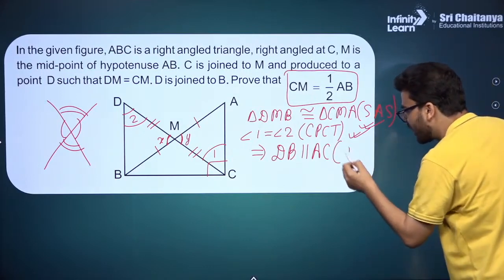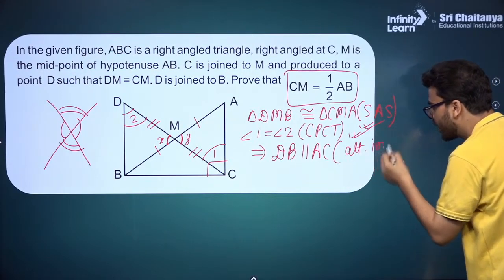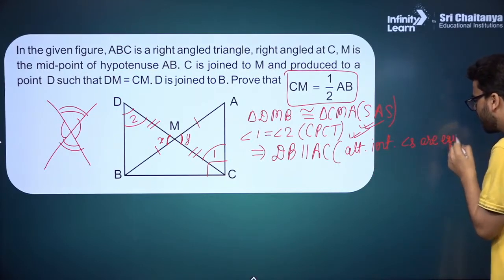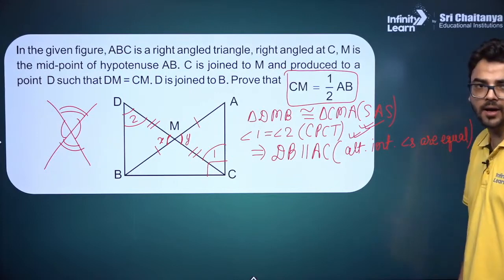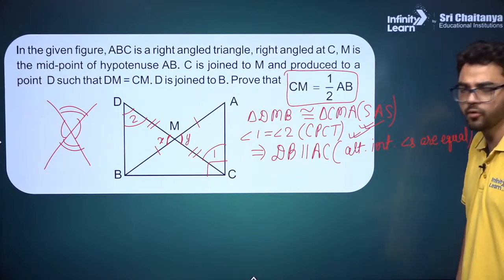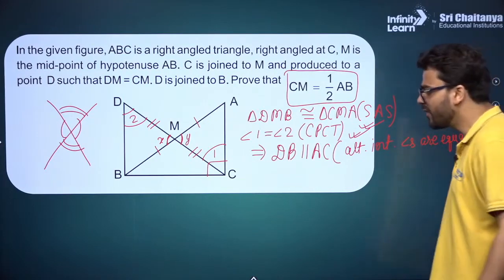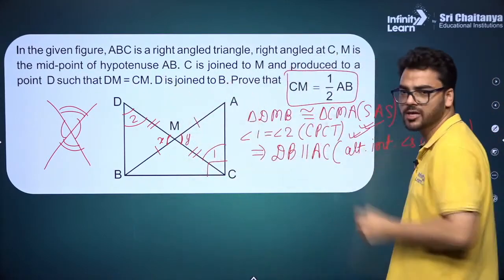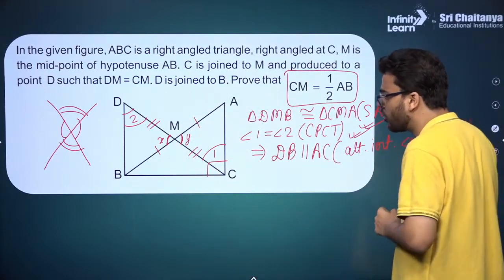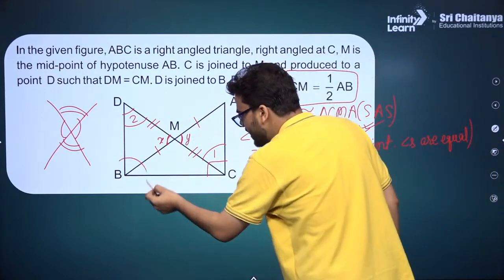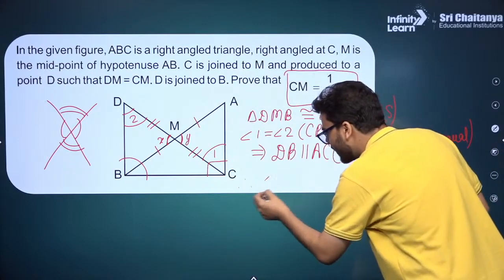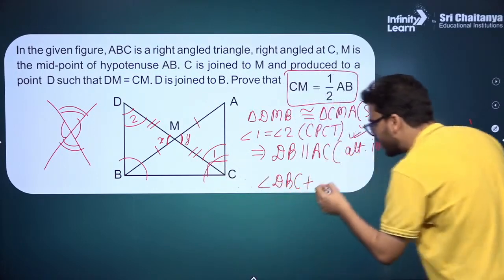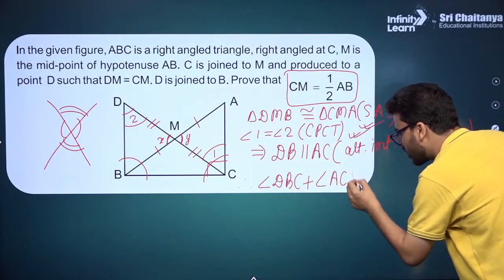So I can write over here, alternate interior angles are equal. We have proved them to be equal already over here. Alternate interior angles to be equal, we have proved them, right? So what we can say now, see, these are parallel lines, BD and AC, they are parallel lines over here. So can we not say over here that angle DBC plus angle ACB will be equal to 180 degrees or not, tell me?